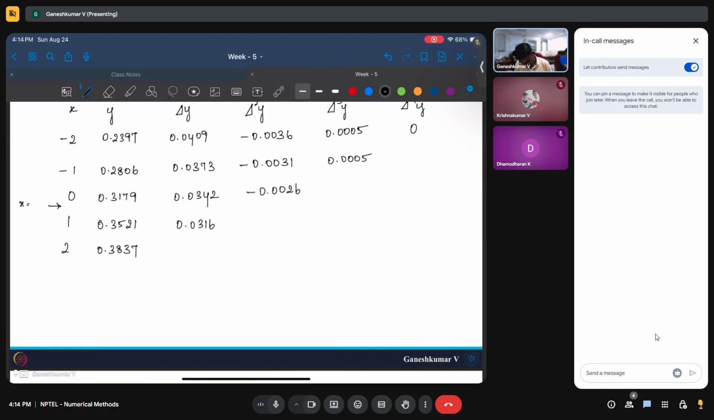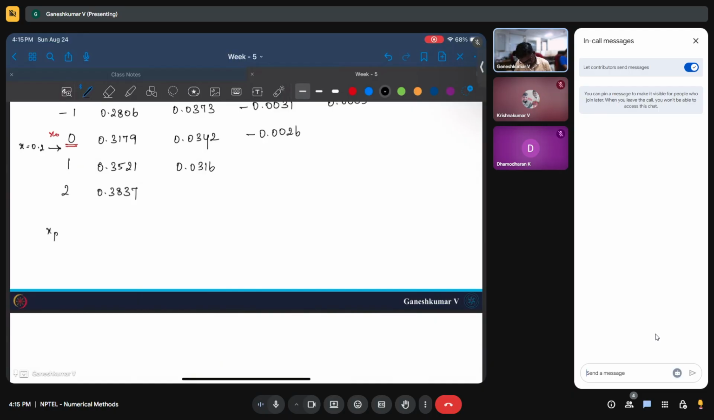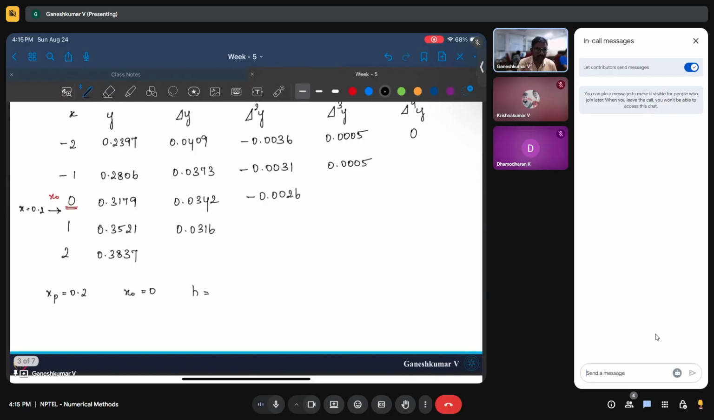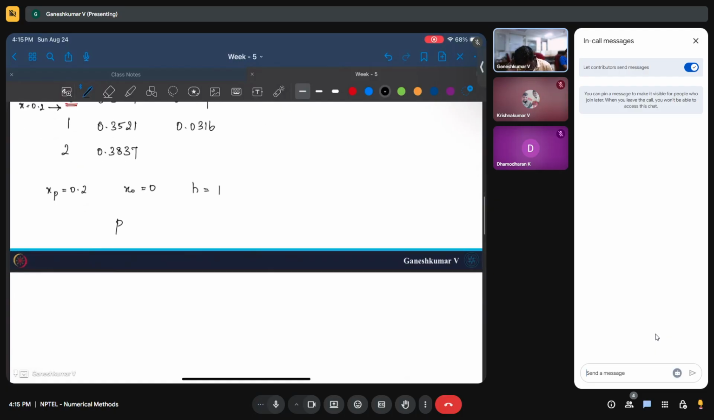x equal to 0.2 is somewhere here. So what we are going to do is take this as x naught, which means xp is 0.2 and x naught is 0, and h is the distance between the x data points, so it's going to be 1. So if that is the case, p is going to be xp minus x naught by h, which is 0.2.